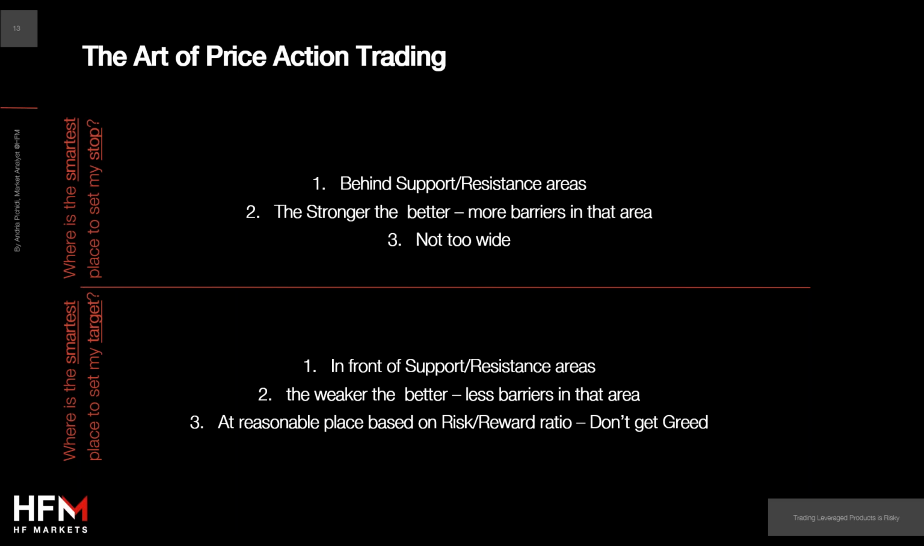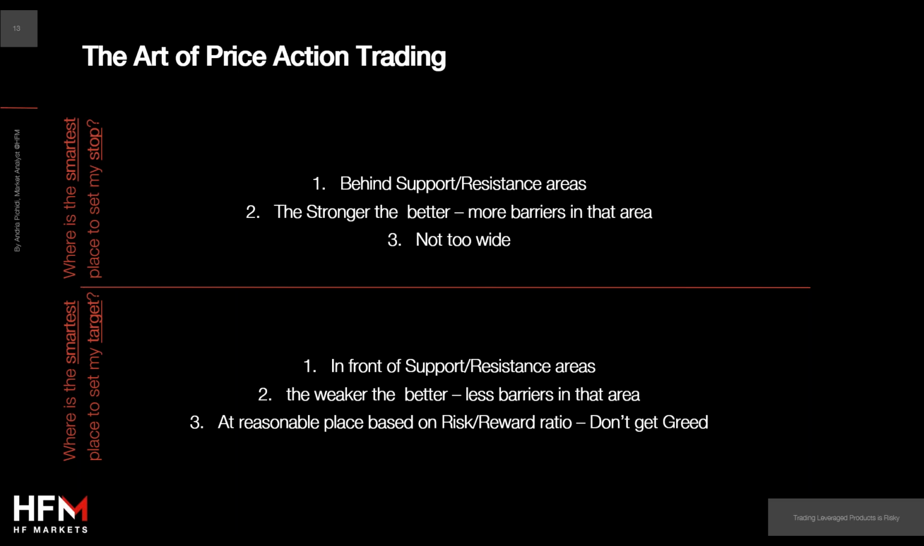We said that one way to set your stop loss is using the support and resistance area, so slightly behind the support or resistance area. If you are in a short position, slightly above the resistance area. If you are in a long position, be slightly below your support area. The stronger the trend is, the better, the more barriers in that area. Also, don't put your stop too wide. You might consider setting a trailing stop loss as well.